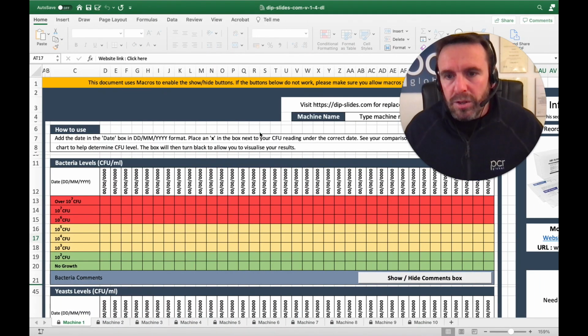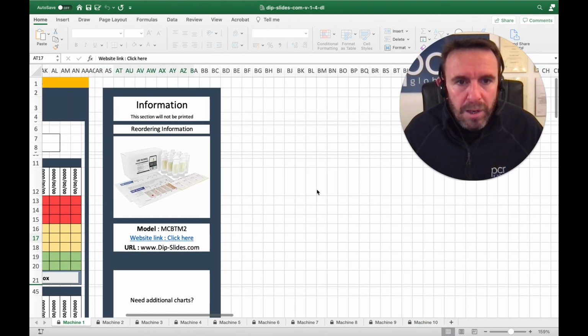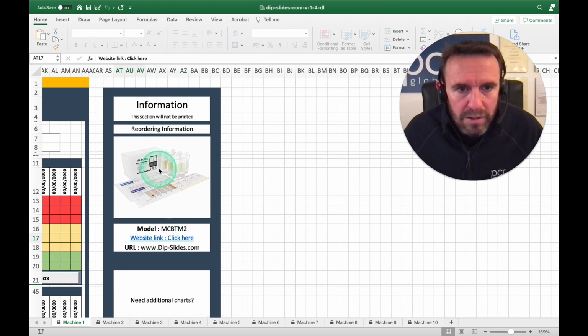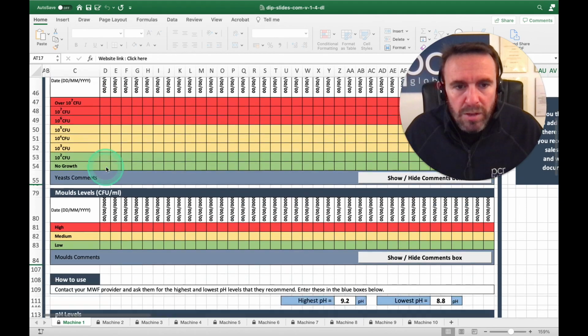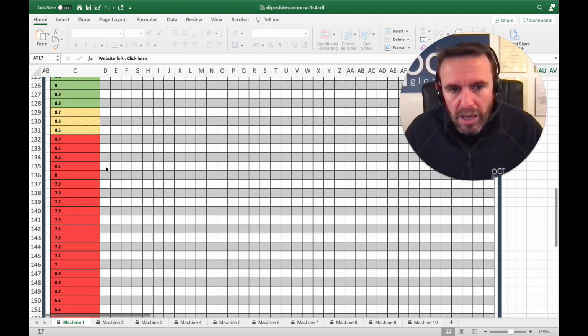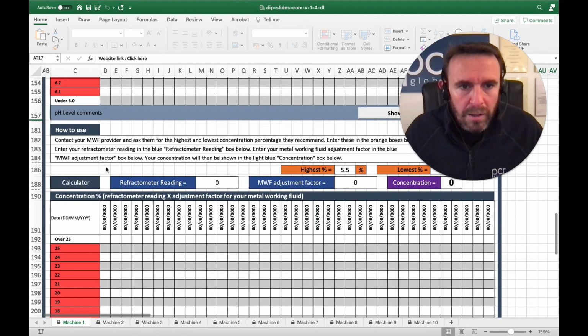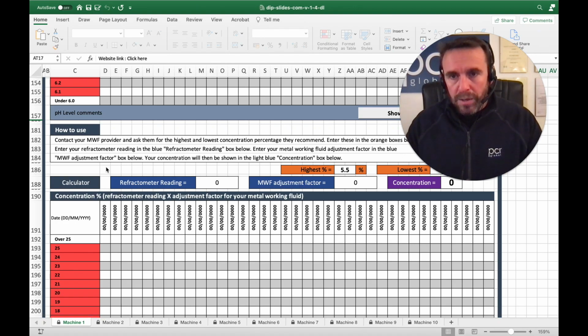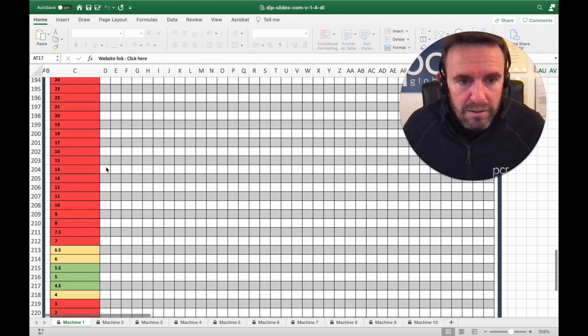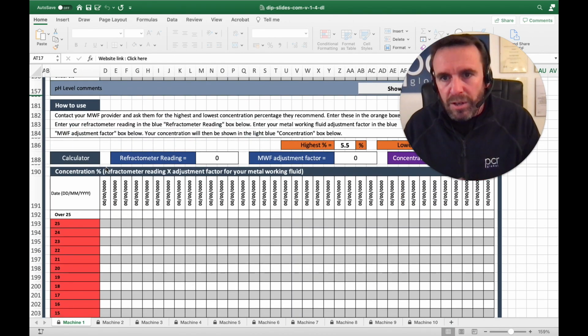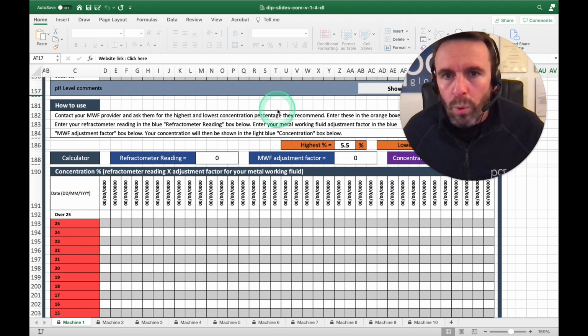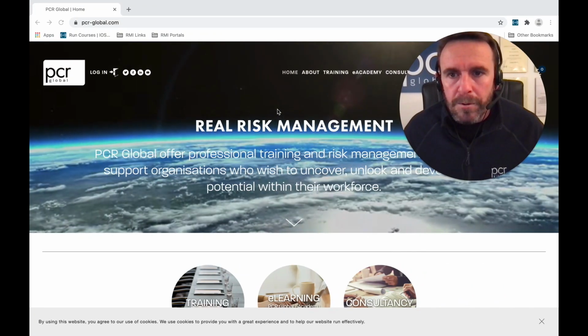And this is a dip slide chart. Again, this is taken from dipslides.com. If I click on this, I can go back to the link. But you can see here that this is a dip slide chart where you will be measuring the bacteria levels, the yeast levels, the mold levels, the pH levels within the metalworking fluid. So if you're not doing that, if you're not testing it, you can't trust it. So it's very important to do those records.